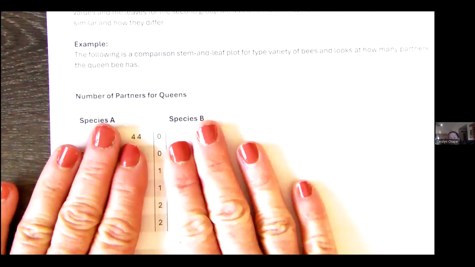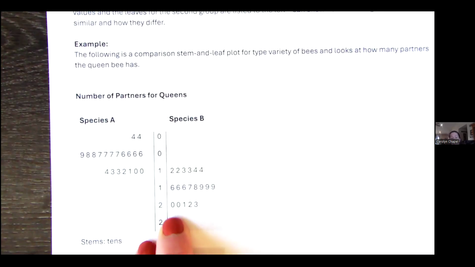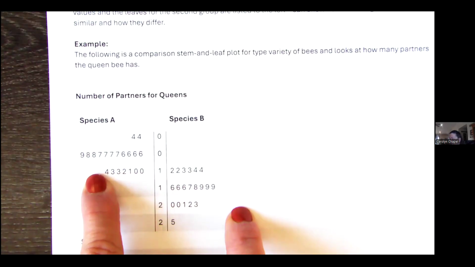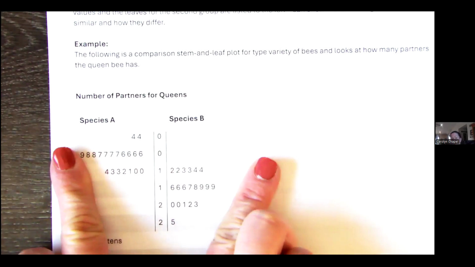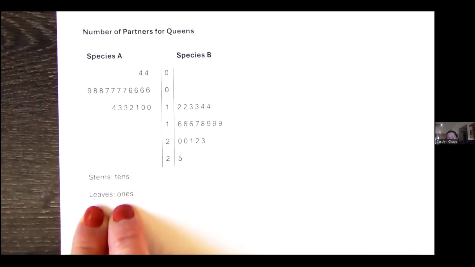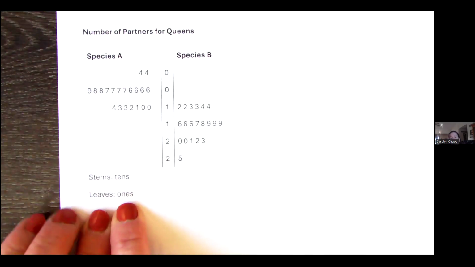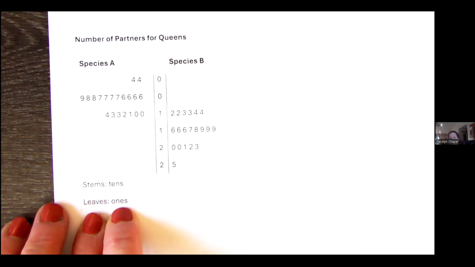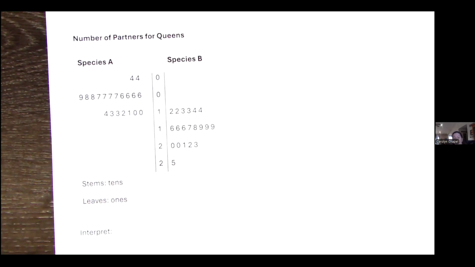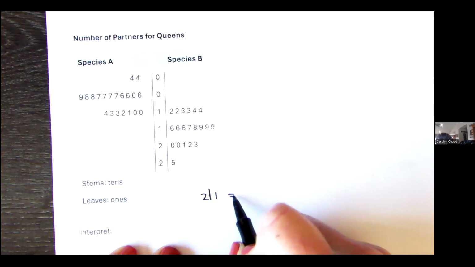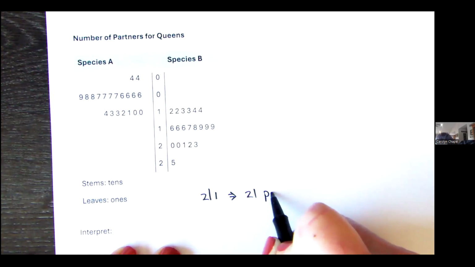But you can see how they put them side by side. Notice also they did order from the stem out. So it started here with the smallest ones and went out, started here with the smallest ones and went out. So they always start from the stem and work their way out. This was a slightly different way of writing the key. So you could have written it like they did here, that your stem represents the 10s and your leaf represents the 1s. Or you could have done like we did in the previous example and did something like this would represent 21 partners or something like that.